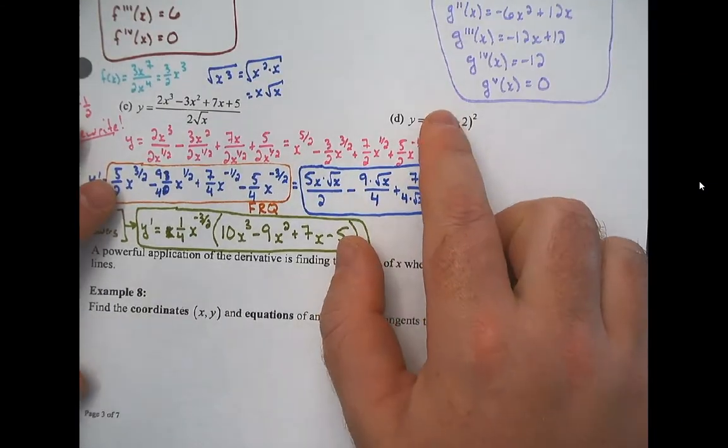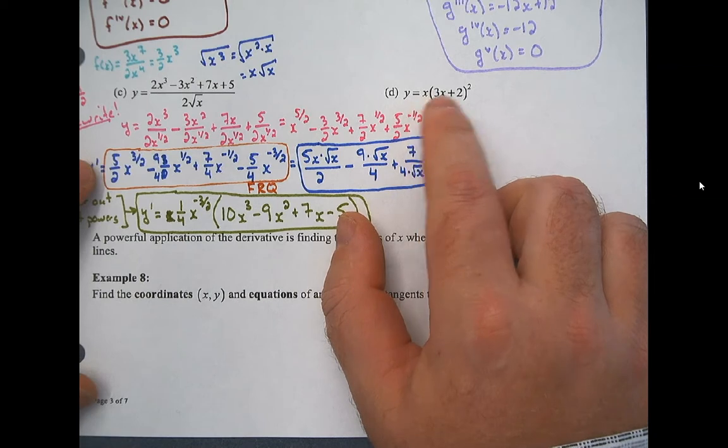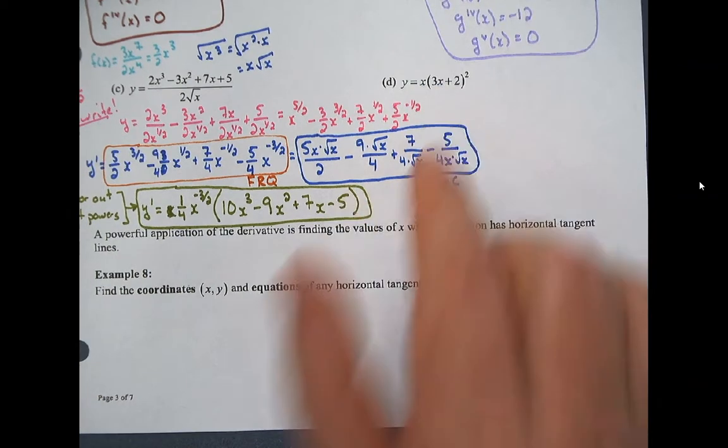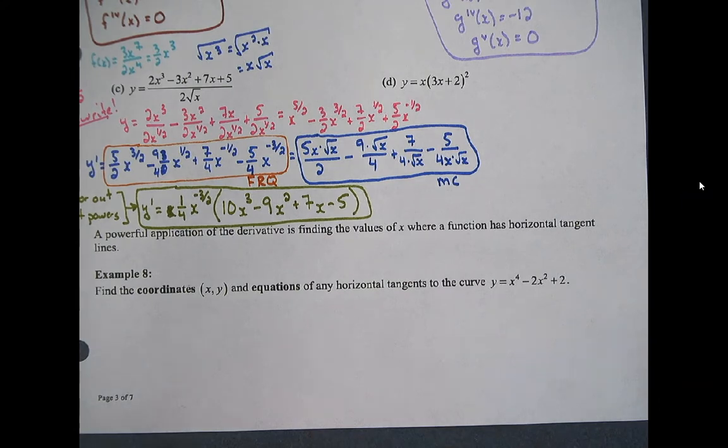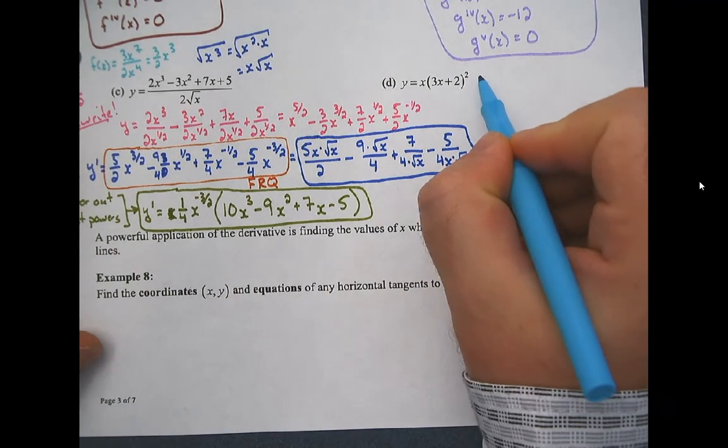All right, now we have this move here. So in part D, we have this thing. These two are connected by multiply. So you could actually do something called the product rule, which maybe if you've taken your physics, you know that. But we don't have that yet. So we're going to do a rewrite.